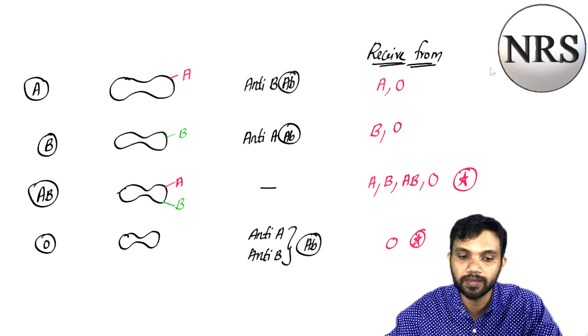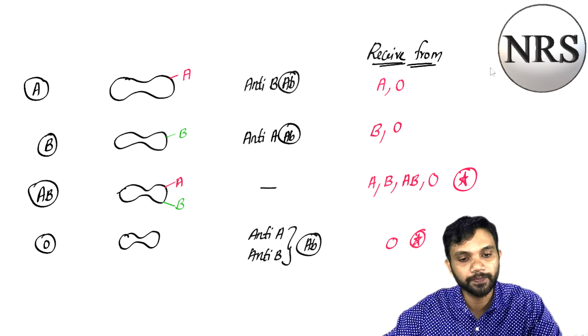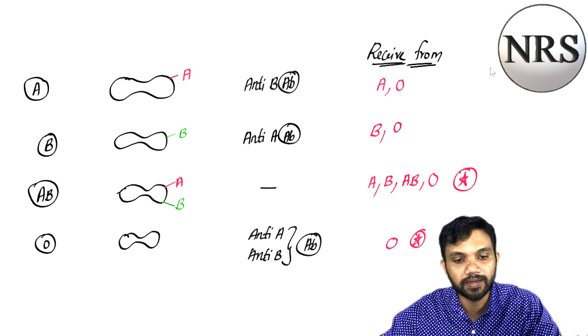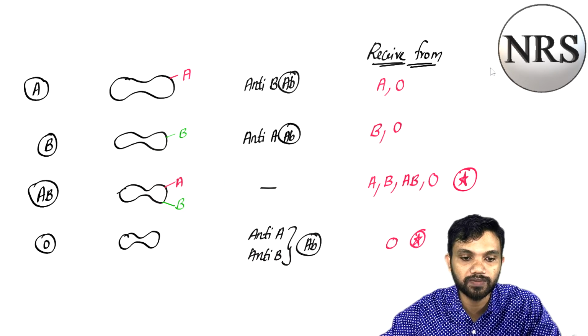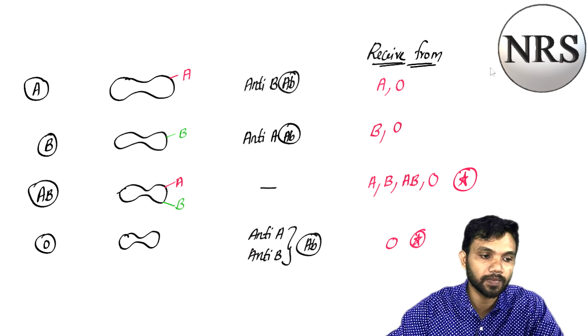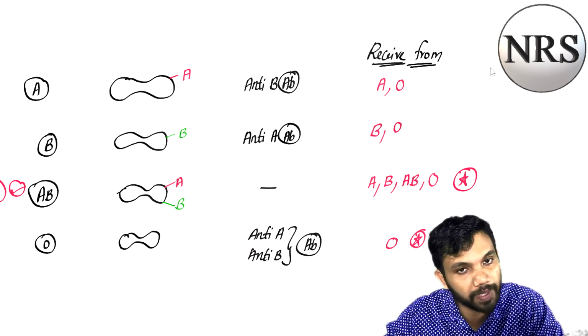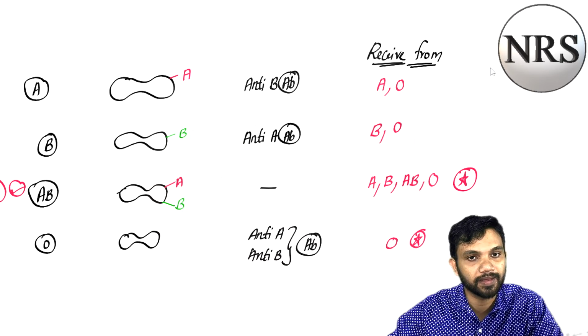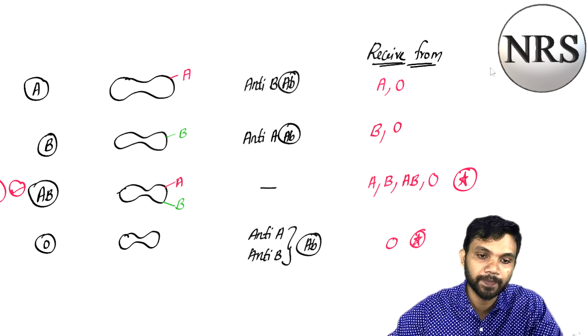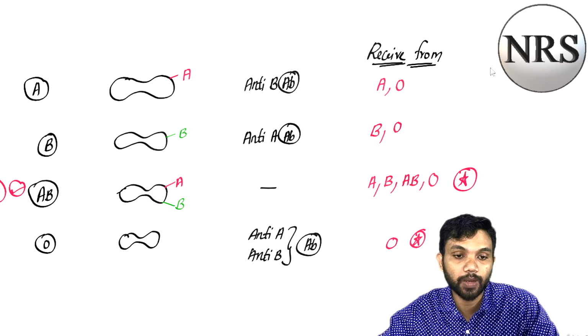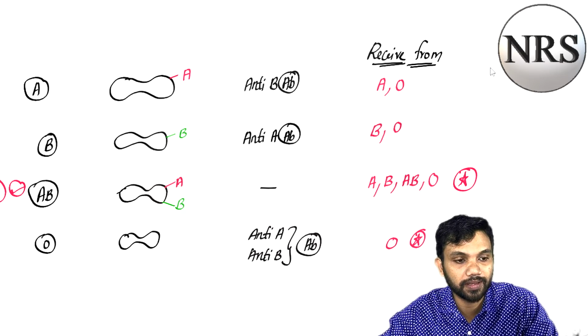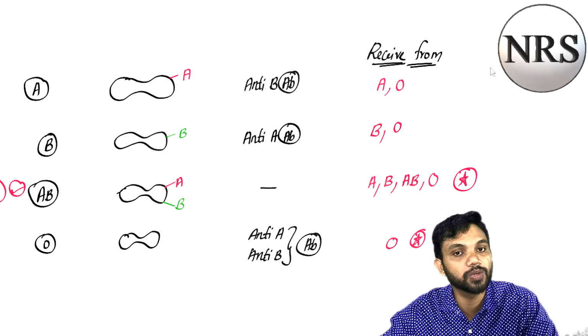So the universal recipients are the AB group of people. Similarly, you can work out who A can donate to.